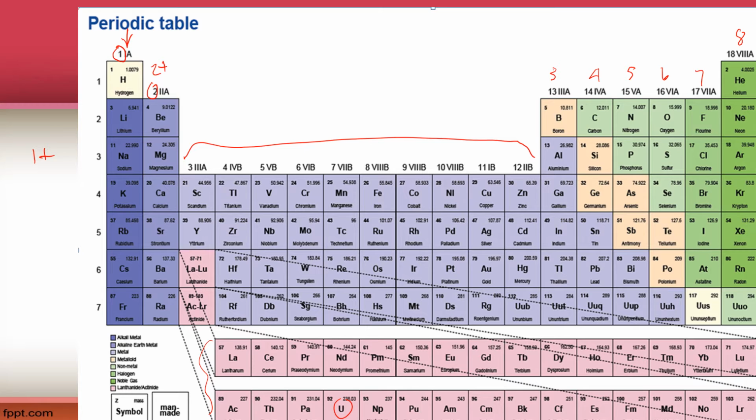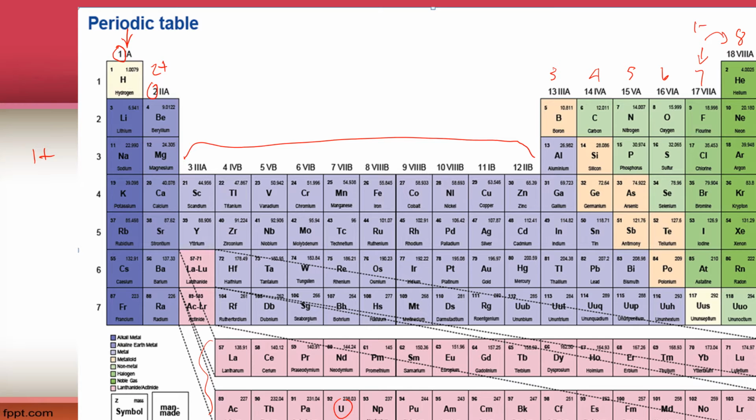Go over to the other side. Group 7 has 7 valence electrons, so it's easier to add one in there, so they will get a 1 negative charge. By adding 1 electron, they become like group 8, which is the noble gases, and remember, they're called noble gases because they don't react very easily with other elements.